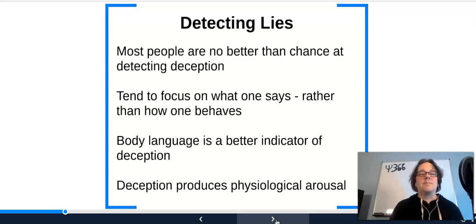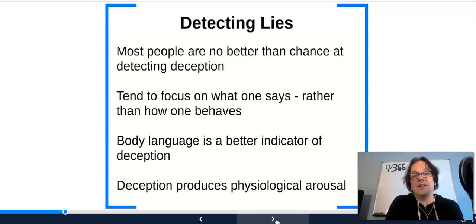But when it comes to detecting lies, most people are no better than chance. We could just flip a coin, 50-50, except that we're pretty good at detecting bad liars, right? People who are really crappy at lying, we can pick up fairly easily. But a decent liar or a good liar is hard to detect, and we'll see that that's not just true of us, but it's true of people who have training in this area, including myself, right?